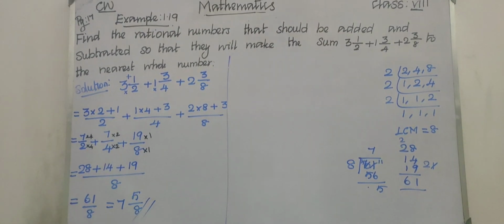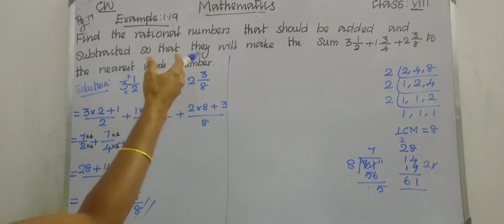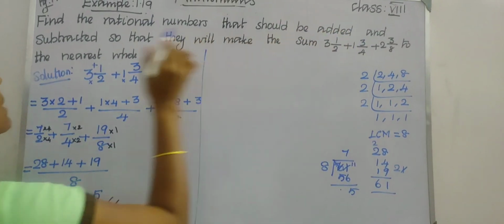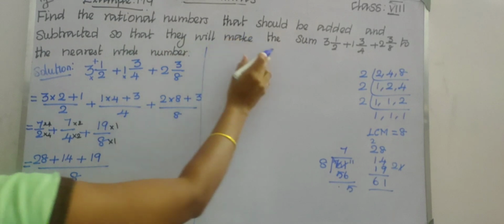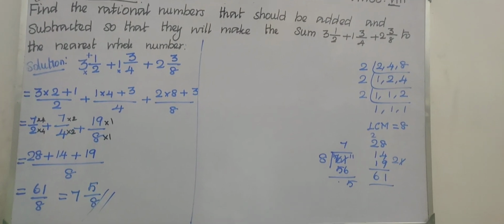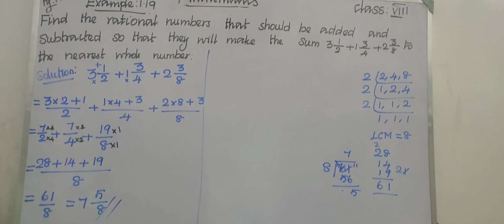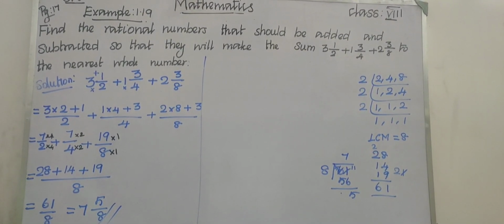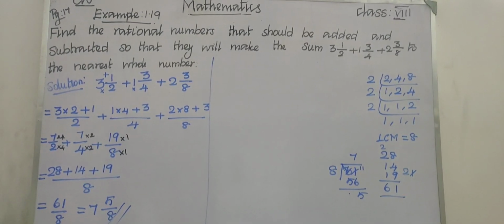Okay children. So children, now we got the answer as 7, 5 upon 8. So what is the question? Read the question again. Find the rational numbers that should be added and subtracted so that they will make the sum to the nearest whole number. Okay, we got the sum. We need to make the sum to the nearest whole number by subtracting or adding. Okay children, but we need to bring it to the nearest whole number. So how will you change to the nearest whole number?